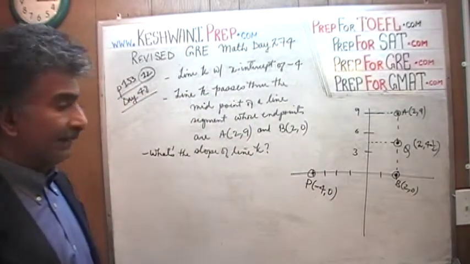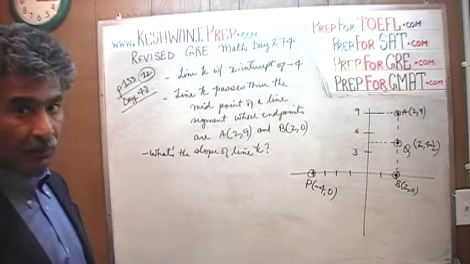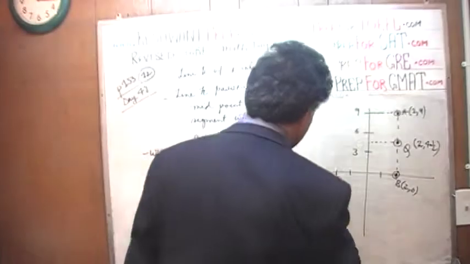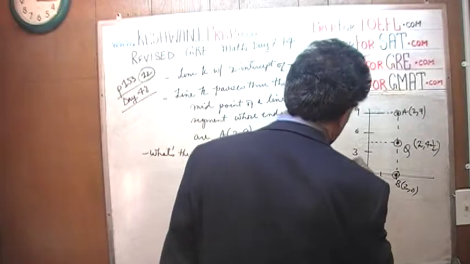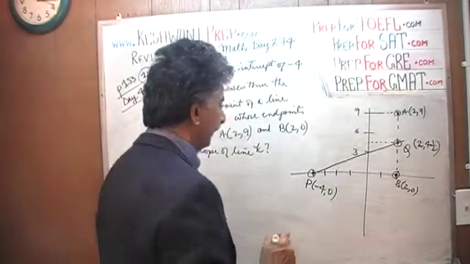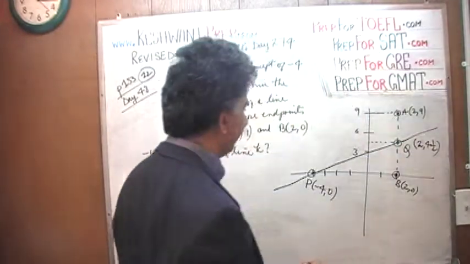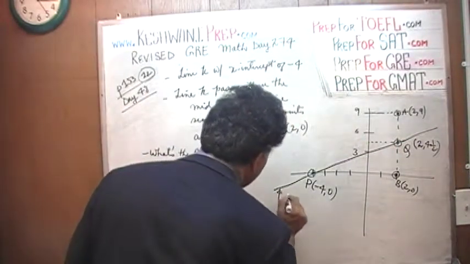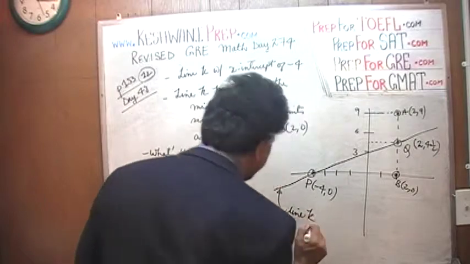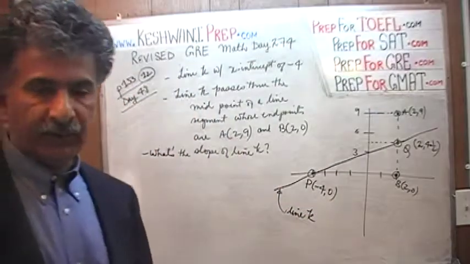So that's it. The line that we are interested in, line K that they're talking about, is this line right here. It goes from P to Q. There we go. That's our line, P to Q, and that's what they're calling line K. Well, that makes our life simpler actually.